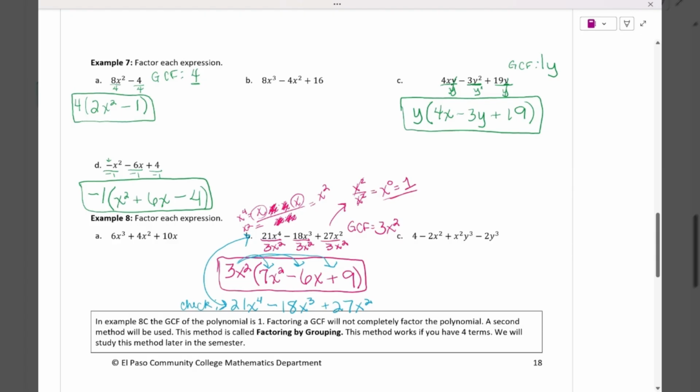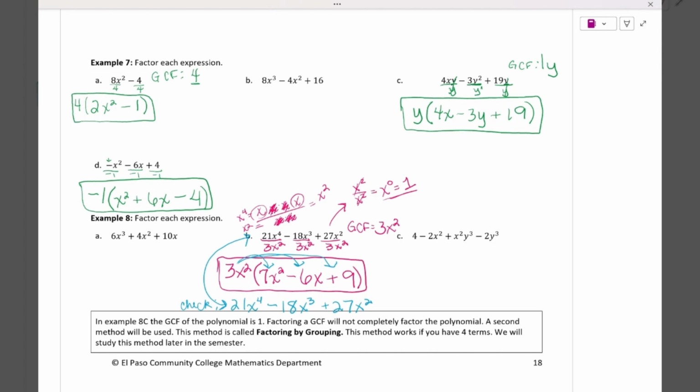4 minus 2x squared plus x squared y to the third minus 2y to the third. Again, let's look at all our numbers. So I have a 4, a 2, a 1, and a negative 2. So because I have the 1, that's as high as I'm going to go. I'm not going to have anything higher than that 1 in common. So from the numbers, I don't have anything that is common to all of them.